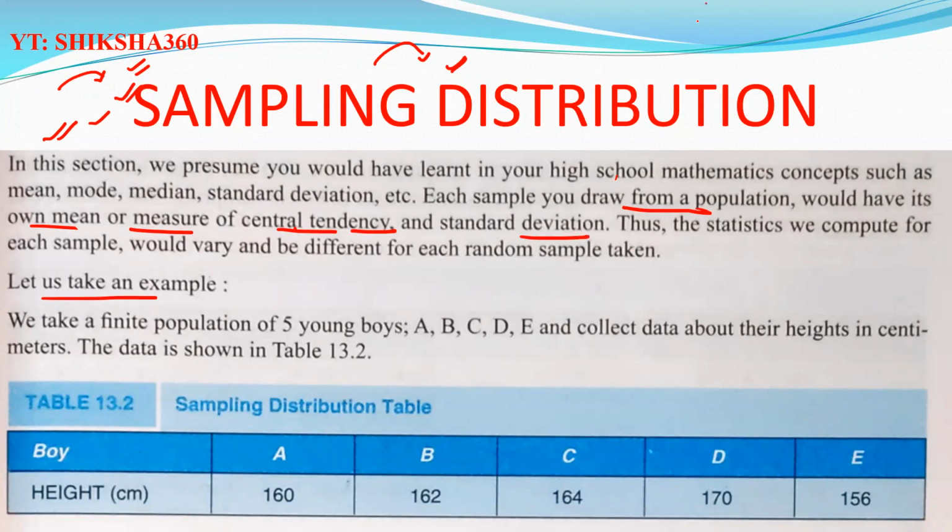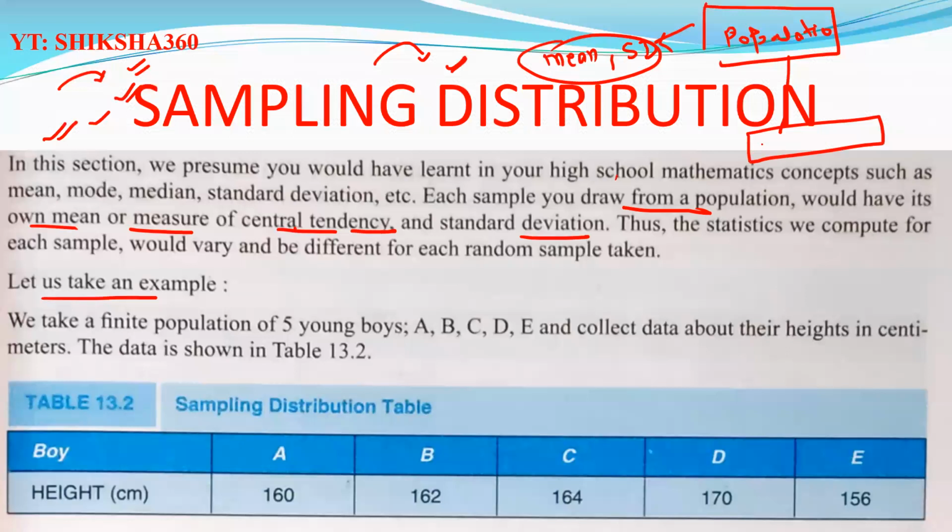Like, this is the population. The population has its own mean and its own standard deviation. So the next step is that we draw a sample from that population, and this sample has its own mean and its own standard deviation.